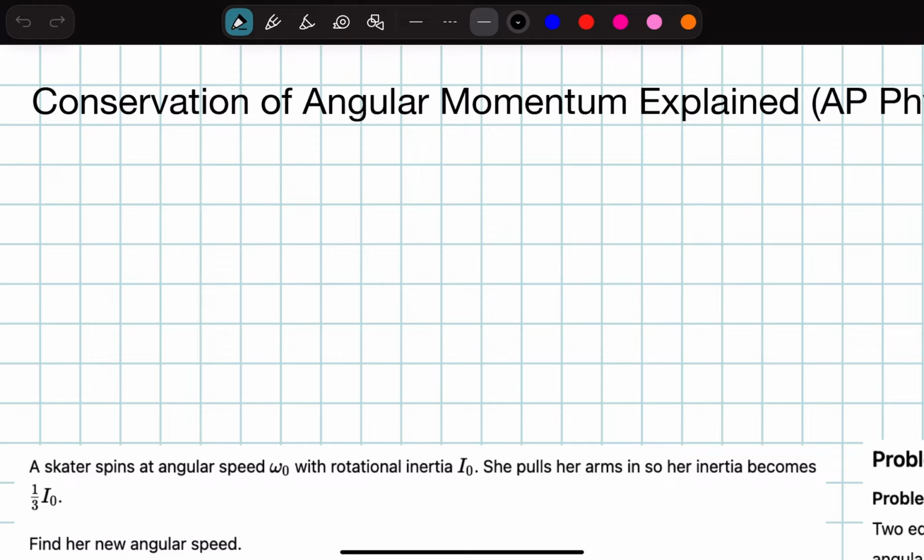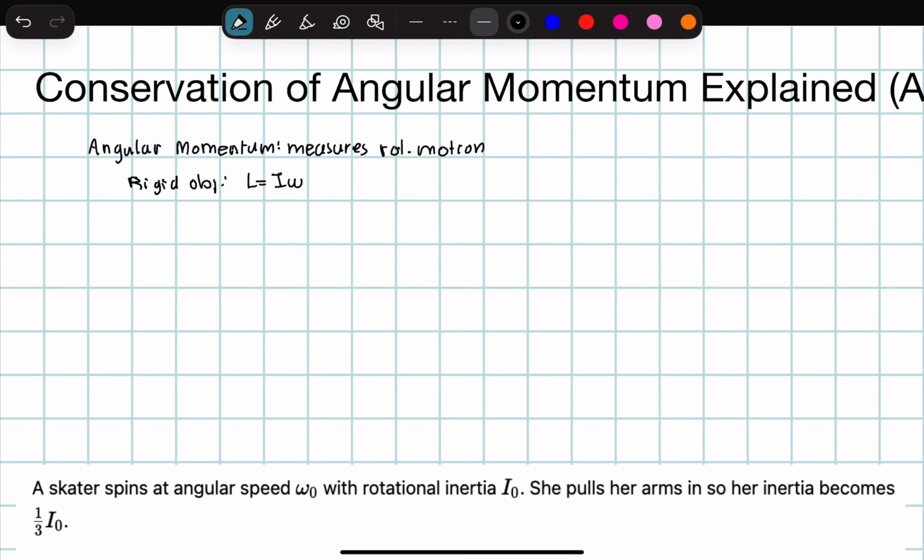So, let's review some angular momentum. Angular momentum measures rotational motion, and for a rigid object, L is going to equal inertia times the angular velocity. So that's your angular momentum there.